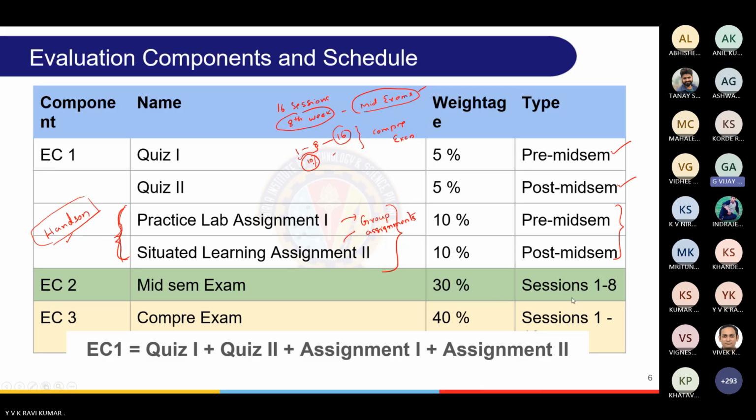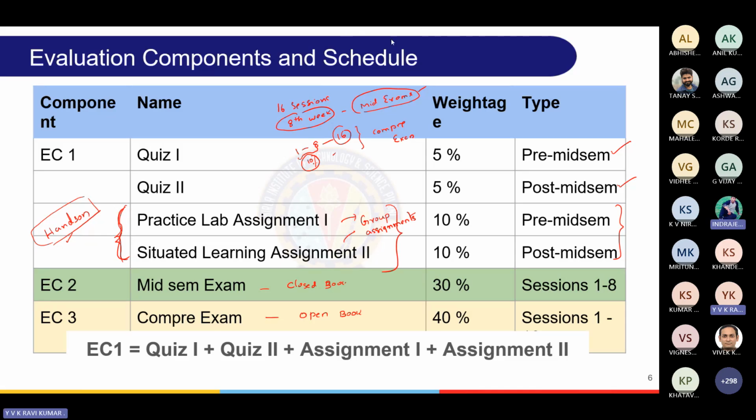Sure. The mid-semester examination is a typical closed book exam, and the Compre exam is an open book exam. Not only for this course, in general, it is the same for all.